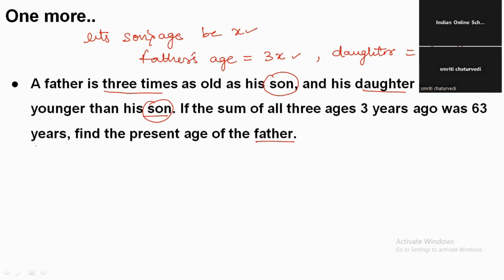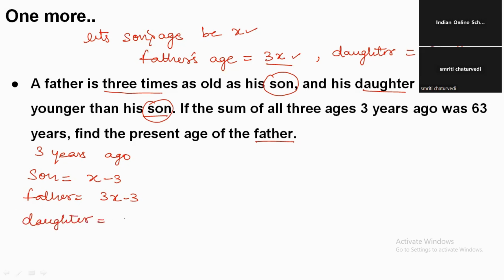Correct. Now after this, the question is saying the sum of all three ages 3 years ago was 63. Ago means before, so we need to subtract 3 years from all the ages. So 3 years ago, son was x minus 3. Father was 3x minus 3 because his present age is 3x. So 3 years ago, he was 3x minus 3. And daughter was x minus 3 minus 3, which equals x minus 6 years.